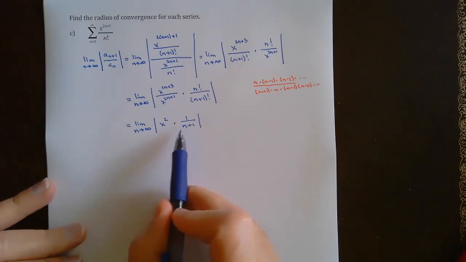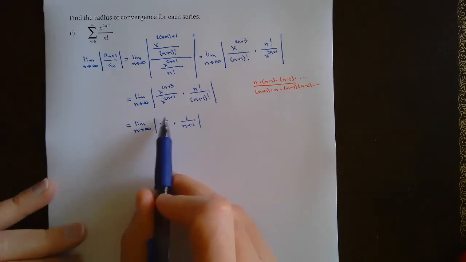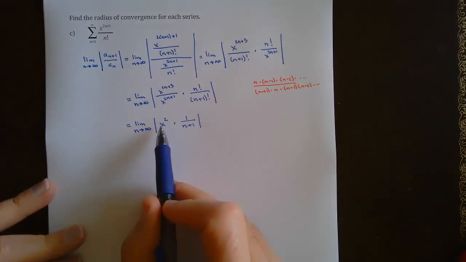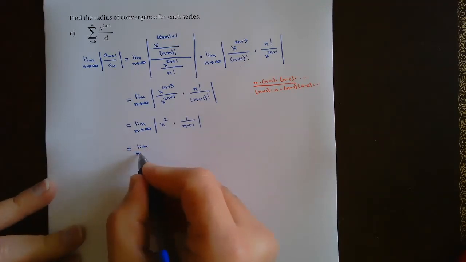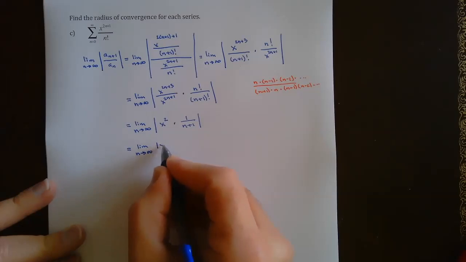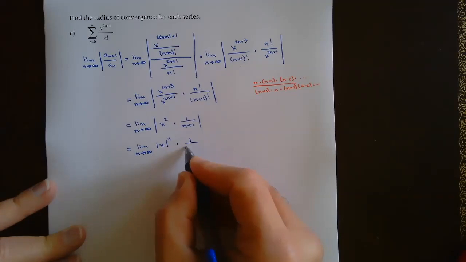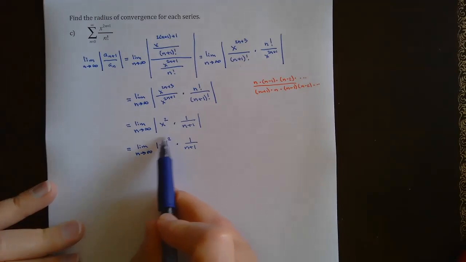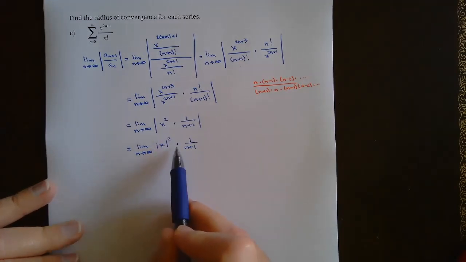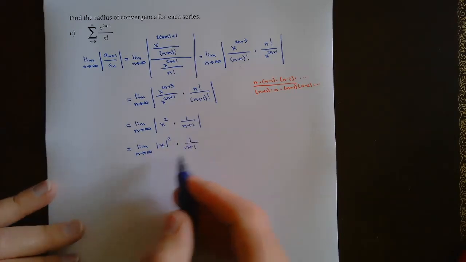Now, n's always positive, so we really don't need the absolute value on this one. We are going to take the absolute value of x squared, but to take the absolute value of x squared, that's the same as taking the absolute value of x and squaring it. Okay, so this is the limit as n goes to infinity of the absolute value of x squared times 1 over n plus 1. Well, what happens as n goes to infinity? As n goes to infinity, this doesn't have x, so it's going to stay the absolute value of x squared, but this denominator is going to get bigger and bigger and bigger. So this fraction is going to get closer and closer and closer to 0. So as we go to infinity, this becomes 0.